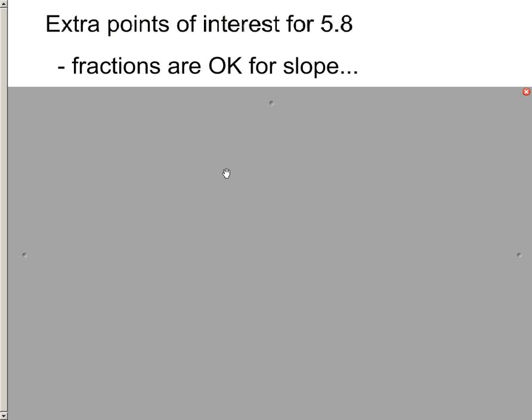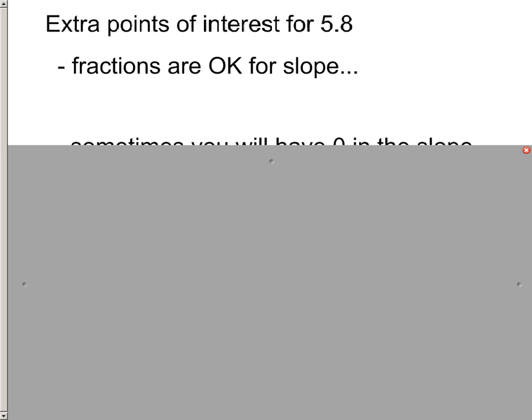A couple of points of interest though. First off, fractions are okay for a slope. So let's take a look at this. If you got negative 7 over 3, that's fine. I can't simplify that. If we got 2/3, that's fine. I can't simplify that. I'm not going to make it into a mixed number. We don't want to do that. We'll just leave it as an improper fraction if we have to.